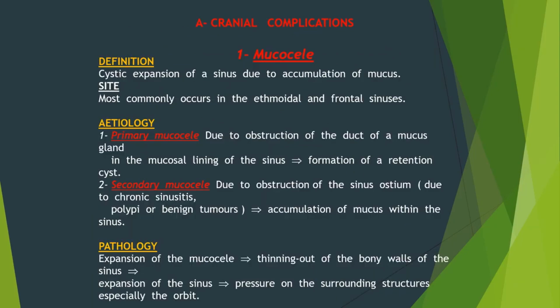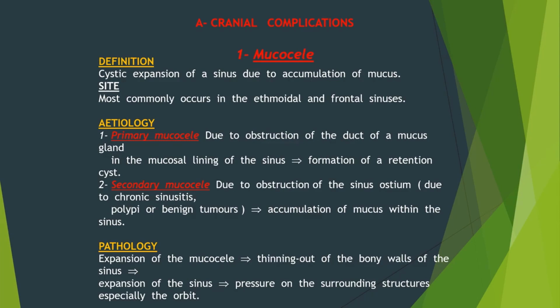Cranial complications. Mucocele. It is cystic expansion of a sinus due to accumulation of mucus. Most commonly occurred in ethmoidal and frontal sinuses. It may be primary mucocele due to obstruction of the duct of a mucus gland in the mucosal lining of the sinus, leading to formation of a retention cyst, or may be secondary due to obstruction of the ostium of the sinus due to chronic sinusitis, polypi, or benign tumors, leading to accumulation of mucus within the sinus.